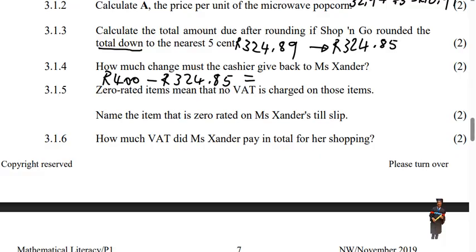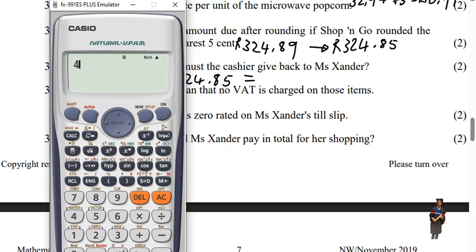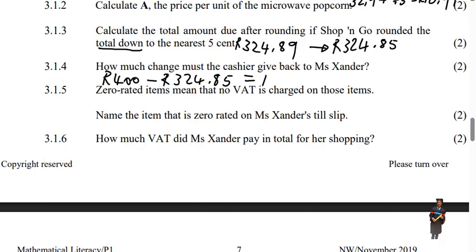So the change is going to be, let's get our calculator. When we get our calculator, we say 400 minus 324 rand 85, which will be 75 rand 15 cents.